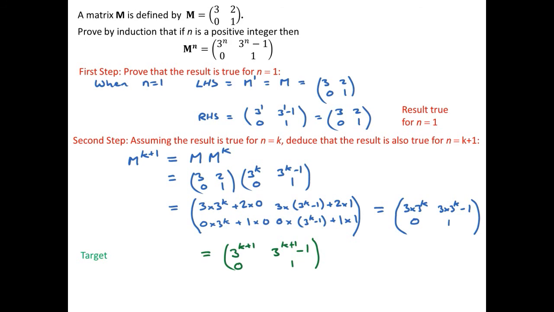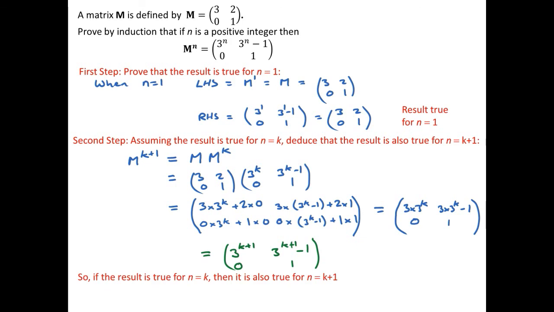And all we have to do to move from our expression for M to the k plus 1 to our target expression is just remember that 3 times 3 to the k is the same thing as 3 to the 1 times 3 to the k, which is the same thing as 3 to the k plus 1. So 3 times 3 to the k is 3 to the k plus 1, and 3 times 3 to the k take away 1 is the same thing as 3 to the k plus 1 take away 1. So we've actually achieved our target expression.